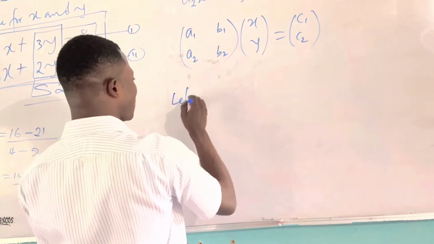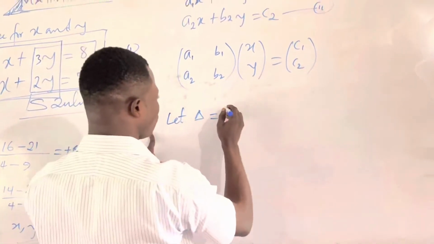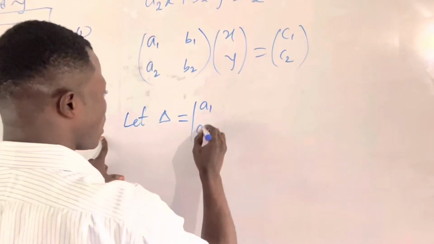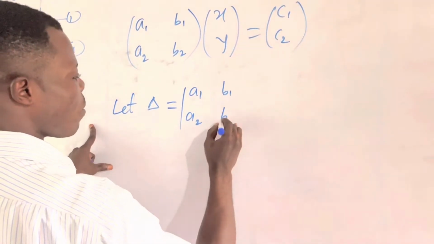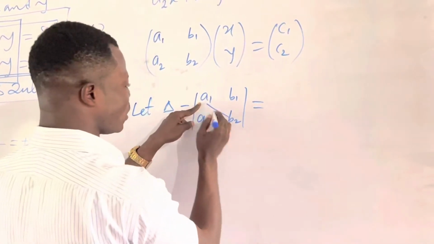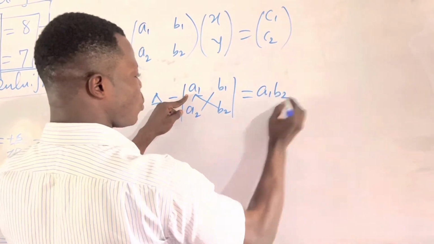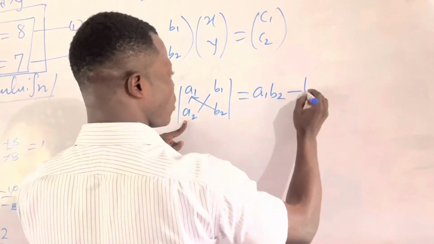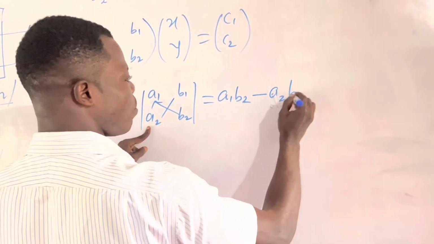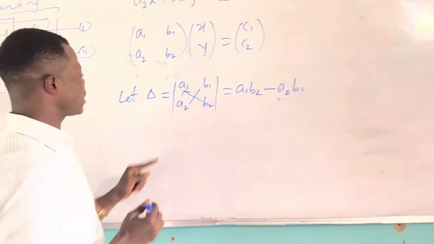Let the general determinant of this system of equation be this, which is a1, a2, b1, b2. When you solve this, the determinant is going to be this and this, then this and this. So you have a1 and b2, this and this, minus a2 and b1. So that will be the general determinant.